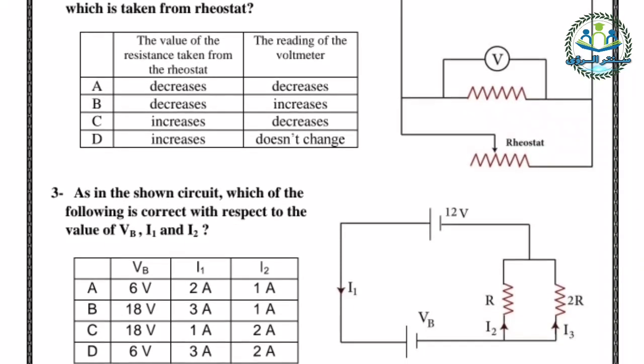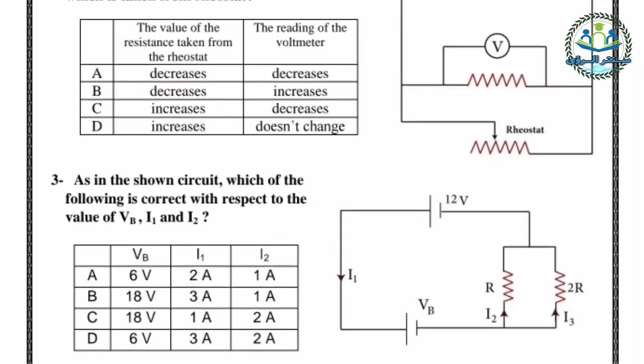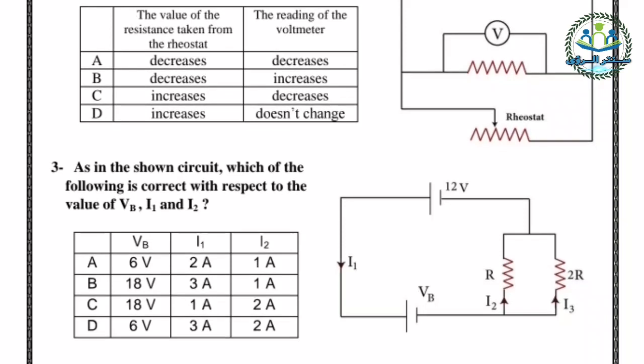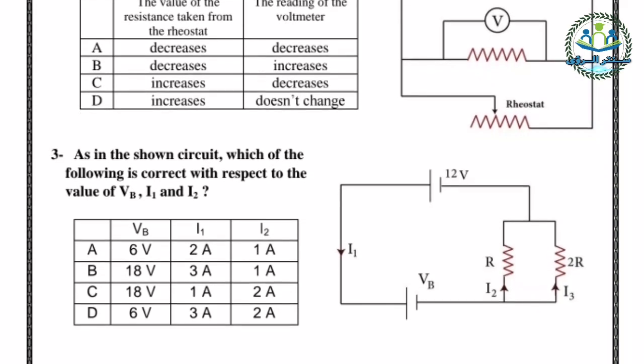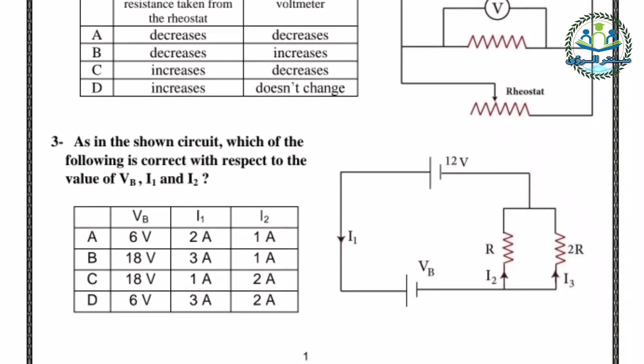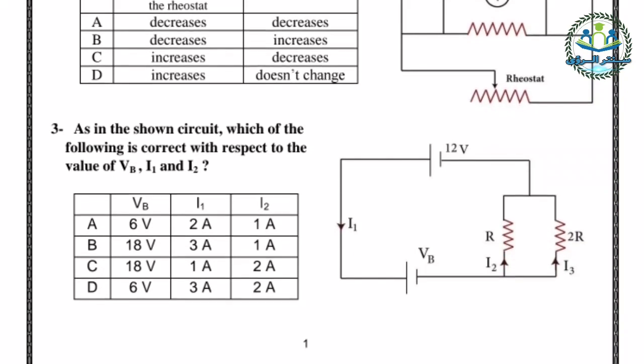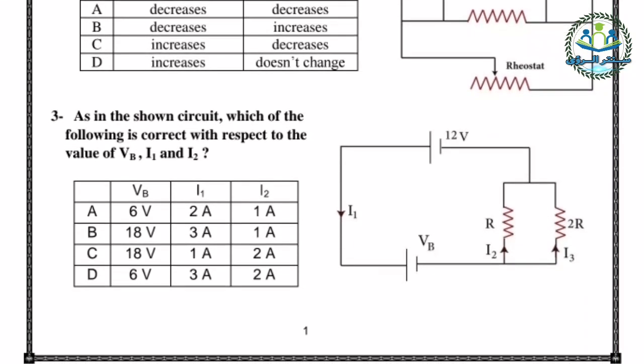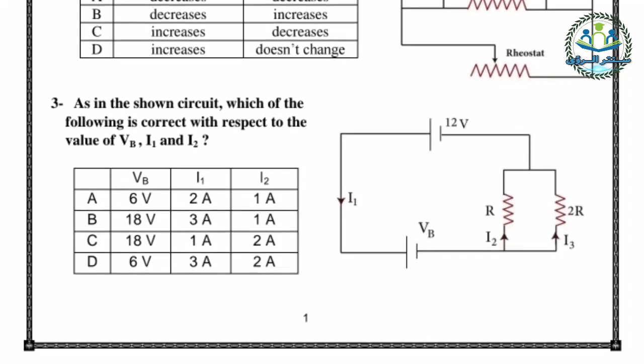The value of the resistance taken from the rheostat, and the reading of the voltmeter: A) decreases, decreases; B) increases, decreases; C) increases, increases; D) increases, doesn't change.